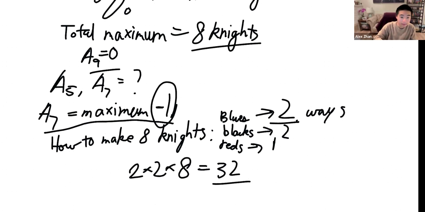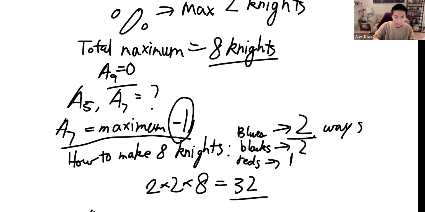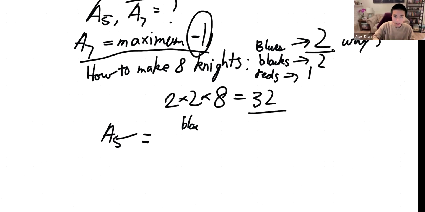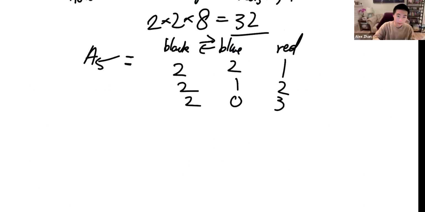Now let's talk about A5. Let's talk about how exactly we split it between the blacks, blues, and reds. Black, blue, red. Also notice that black and blue are technically interchangeable because they're symmetric. Either way, I will list these out: combinations that sum up to 5. You can put 2, 2, 1, or 2, 1, 2, or 2, 0, 3, or 1, 1, 3, or 1, 0, 4.